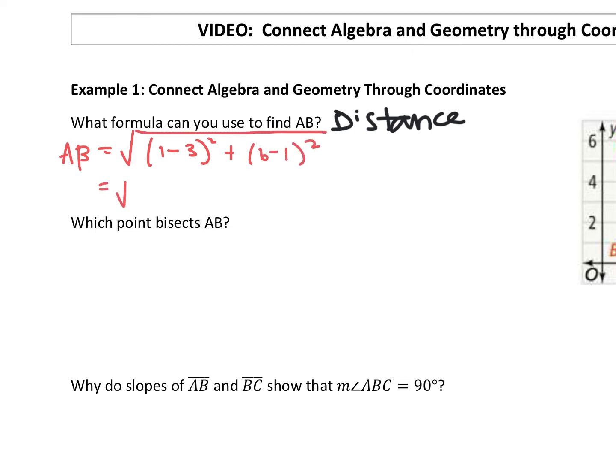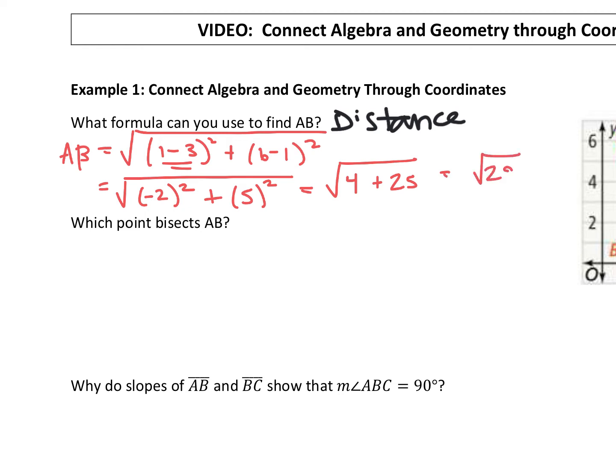And then when we simplify that, we want to subtract. 1 minus 3 is negative 2. 6 minus 1 is 5. Negative 2 squared, anytime you square a number, it's going to turn positive. Plus 5 squared is 25. And we get a distance of square root of 29. So segment AB has a length of square root of 29.